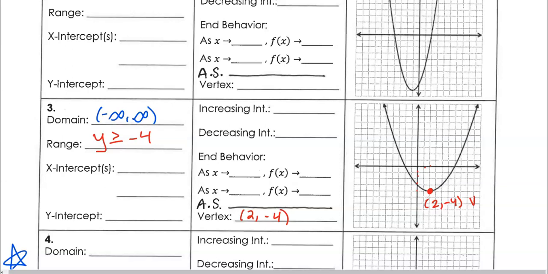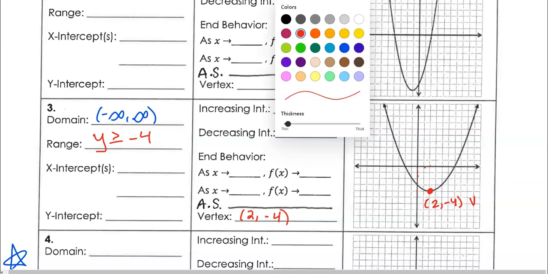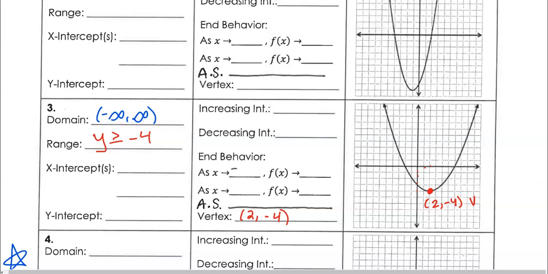All right, what do you want to do next? The end behavior? Okay. All right, so we have a left side and we have a right side. Negative infinity for x is our left. Positive infinity for x is our right. Where is my function going on the left and the right side? They're both going up, which we're going to say positive infinity. Good.